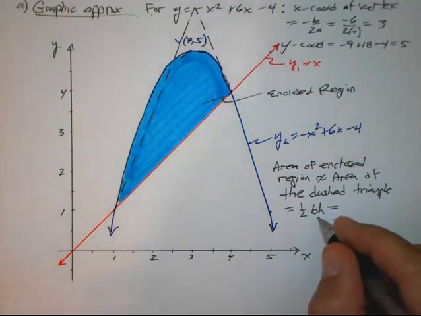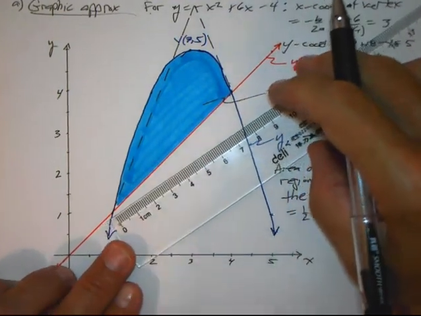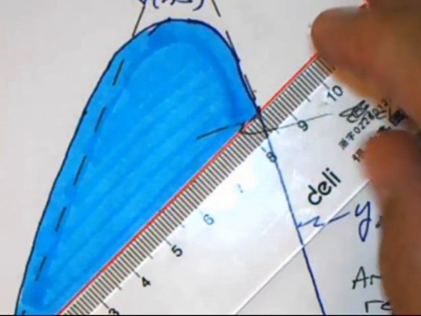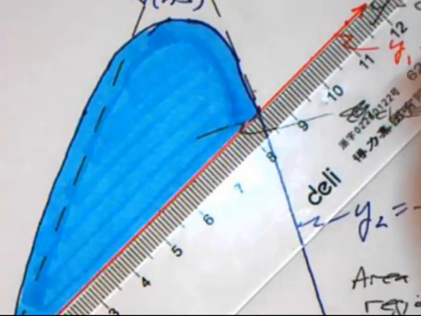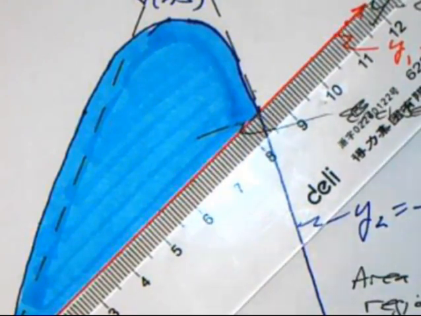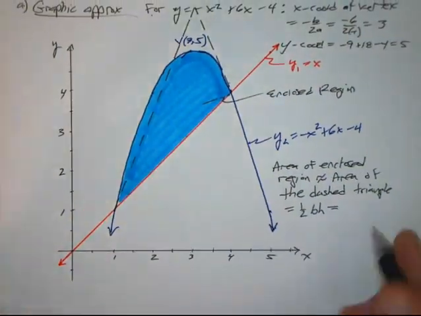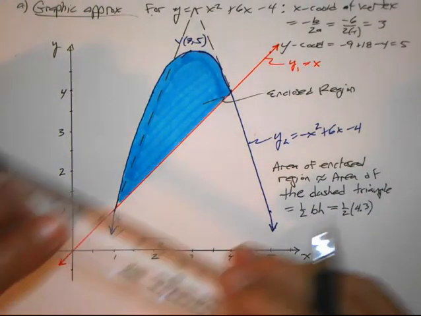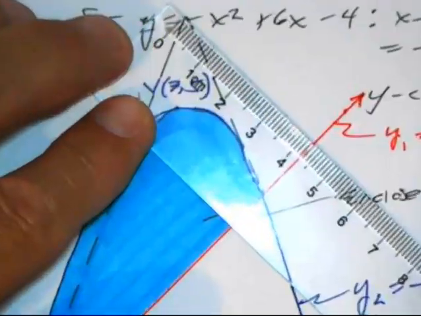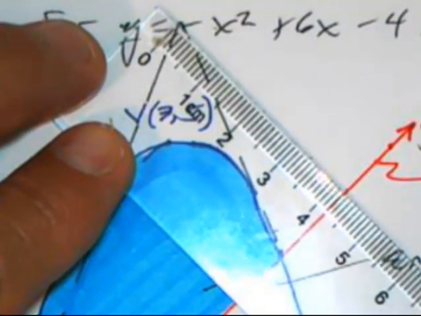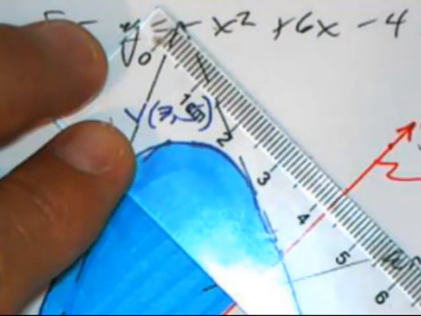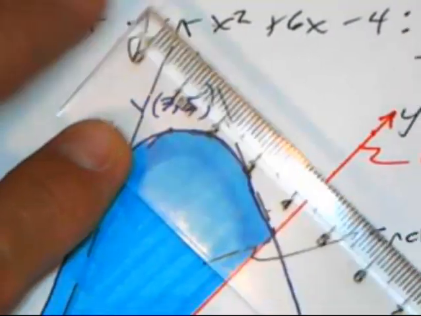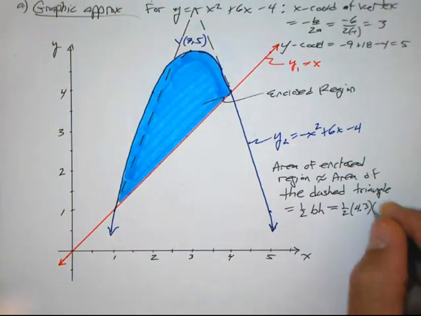So what about the base? Okay, that's right along here. Now it looks like about 8.5, we'll say 8.6 centimeters. Now remember, a centimeter is only a half unit, so 8.6 centimeters is really 4.3. And the height of this triangle looks like about 4.2 centimeters. So that really means 2.1 in terms of length.